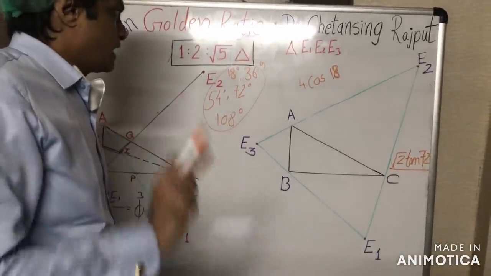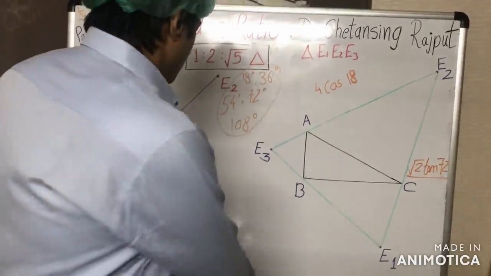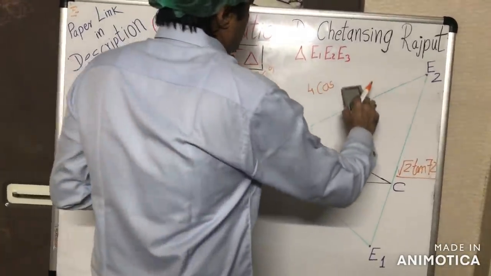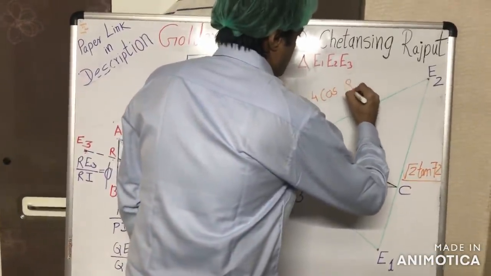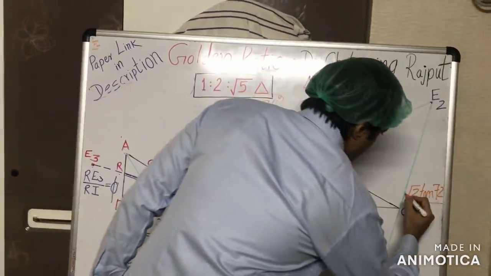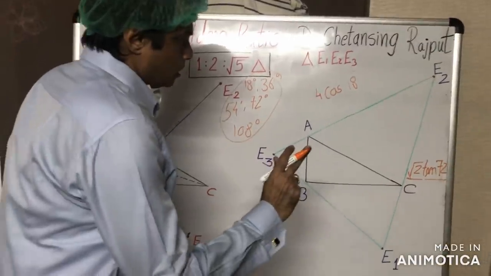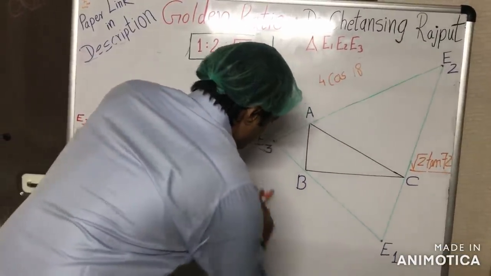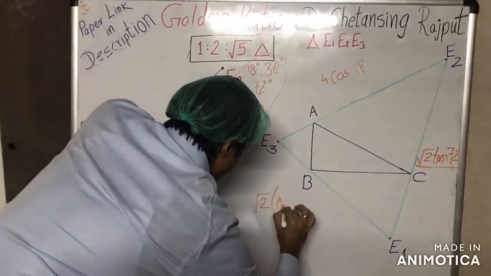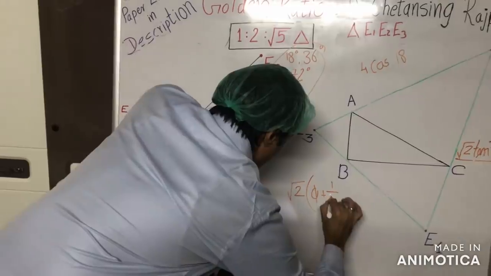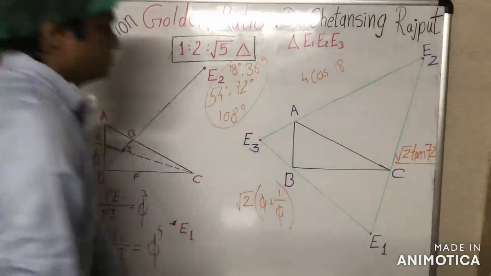Okay, and here the triangle formed by X centers, its sides can be expressed in terms of the trigonometric ratios of these angles. This side E3, E2 is 4 times cos 18. This side root 2 times tan 72. This side here, this side is precisely equal to root 2 phi plus 1 upon phi. E3, E1. That side is equal to this value.